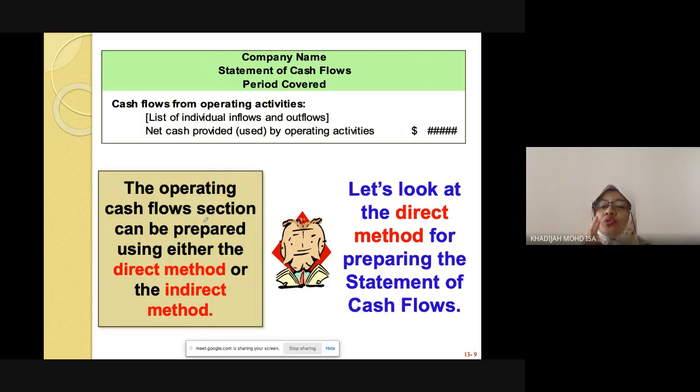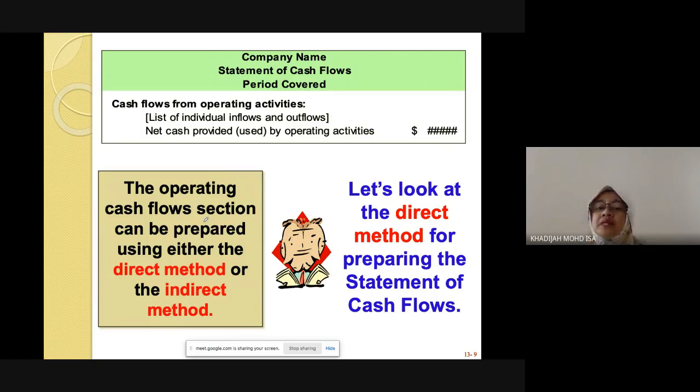There are two methods for you to prepare the cash flows from your operating activities. Number one is what we call the direct method. Number two is the indirect method. This is only for operating activities. For financing activities and investing activities, it's the same. There's no such thing as a direct method and indirect method. Only for operating activities, there are two methods.